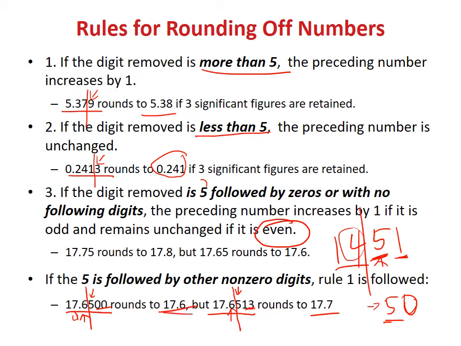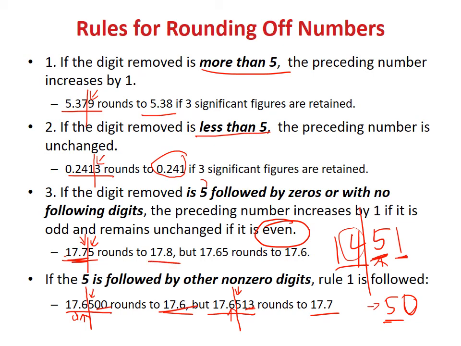So the answer is 17.6. On the other hand, here is a number. You want to, again, go to 3 significant figures here. You want to remove 5, and there's no number after 5, and therefore you need to look at the number before 5, which is an odd number. If it's an odd number before 5, then you need to add 1, and so it's 17.8.